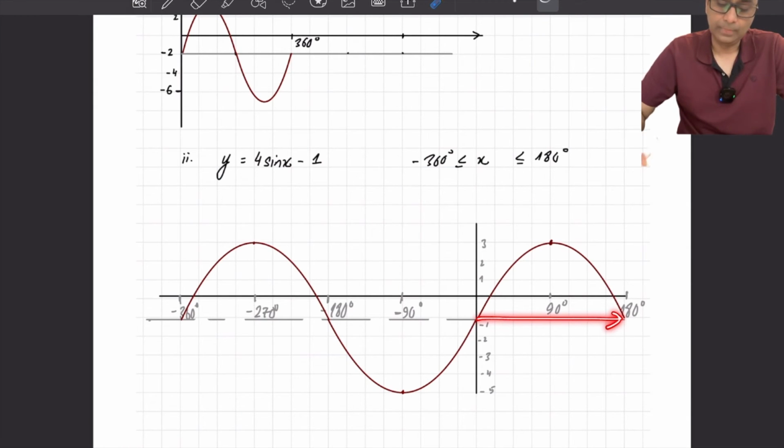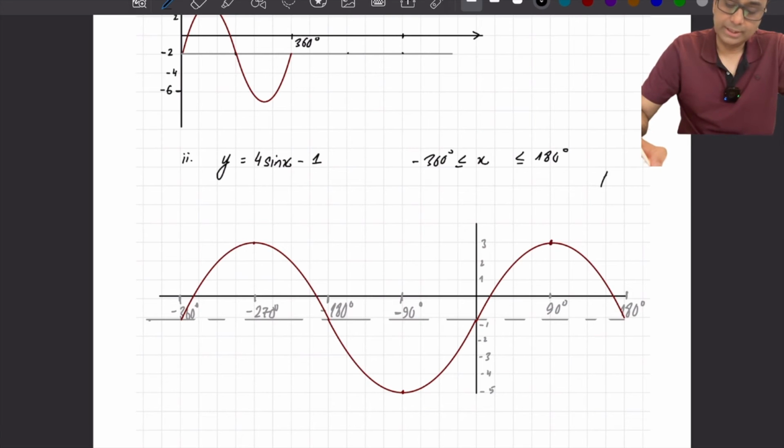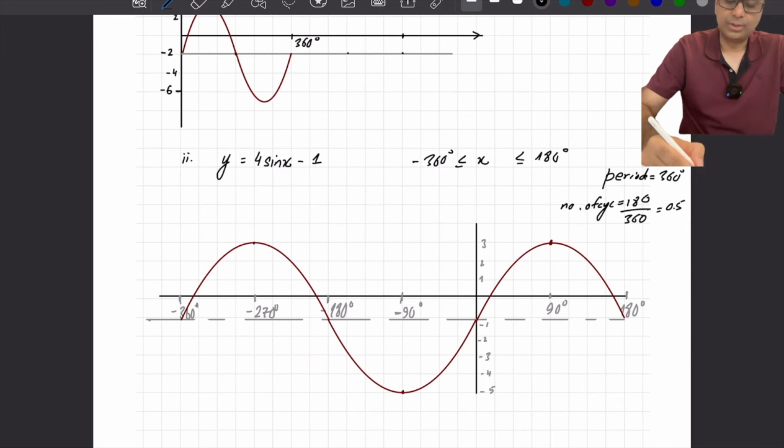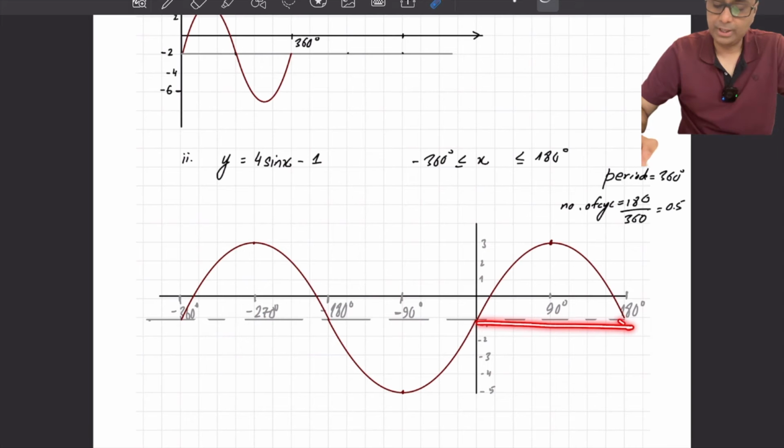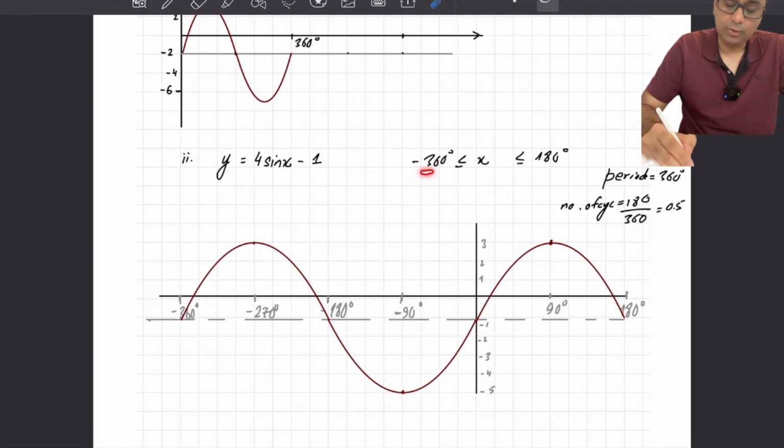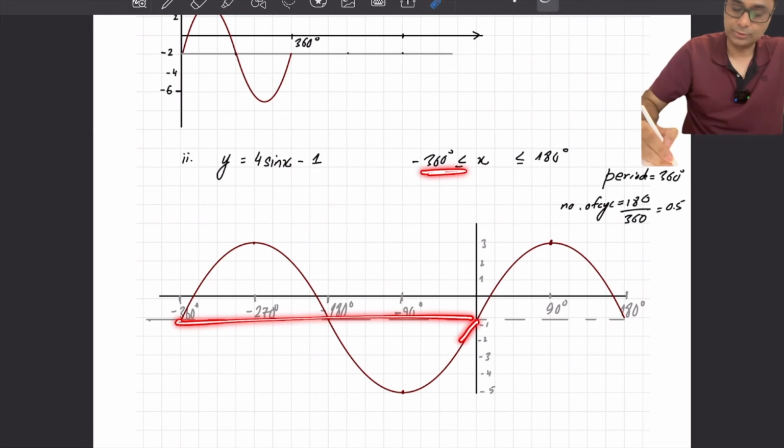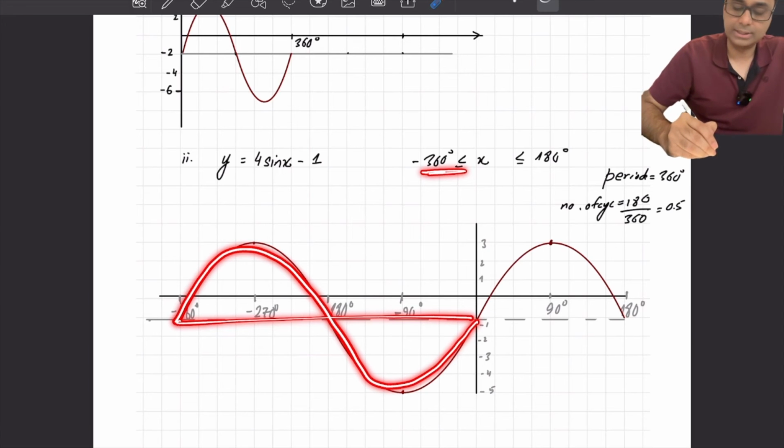So if I look at the positive part of the cycle, that's 0 to 180, that is only half of a cycle. If we say that the period is equal to 360 degrees, then for a 180 degree interval, the number of cycles is going to be 180 by 360, and that comes out to be 0.5. So on the positive side, I'm going to have to make just half a cycle, and similarly on the negative side, I have an interval of 360 degrees. So for 360 degrees, I'm going to have one cycle. So I just continued this on and made one cycle on the negative side.